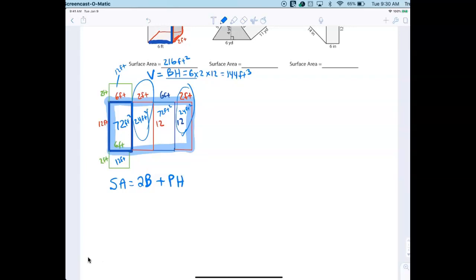Who can? Yay, very smart. Thank you very much. The perimeter. And capital P stands for the perimeter of what? The perimeter of the base. Right? The perimeter of the base. So please make yourself that note if you need to. 2 times the area of the base plus the perimeter times the height.